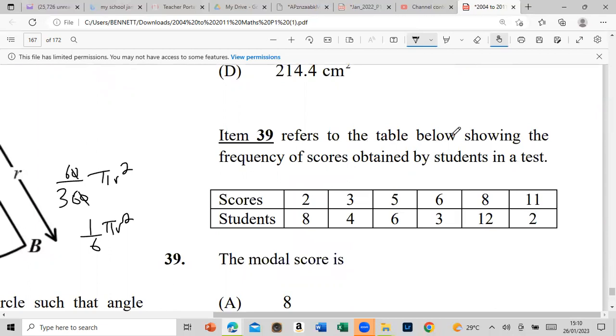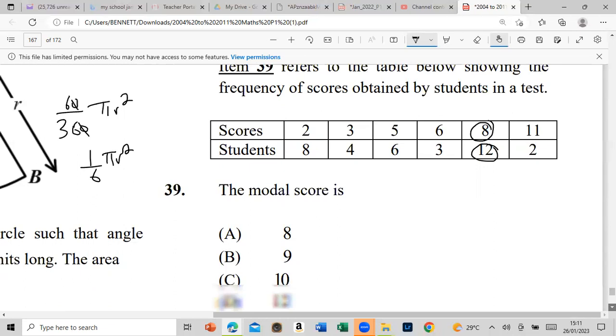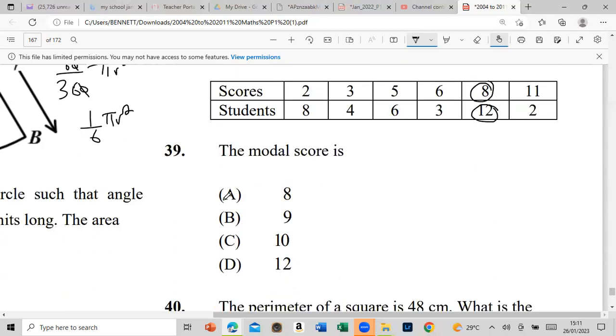Item 39 refers to the table showing the frequency of scores obtained by students on a test. The modal score is the one with the highest frequency. This one is 12, so the modal score is 8, because 12 students got 8, which is the highest.